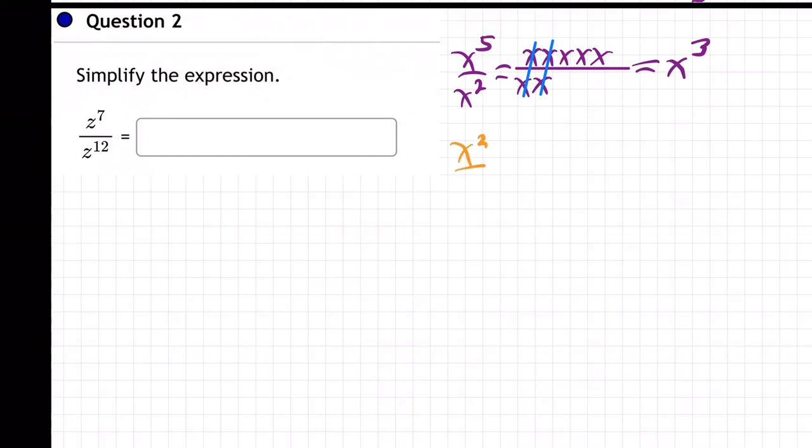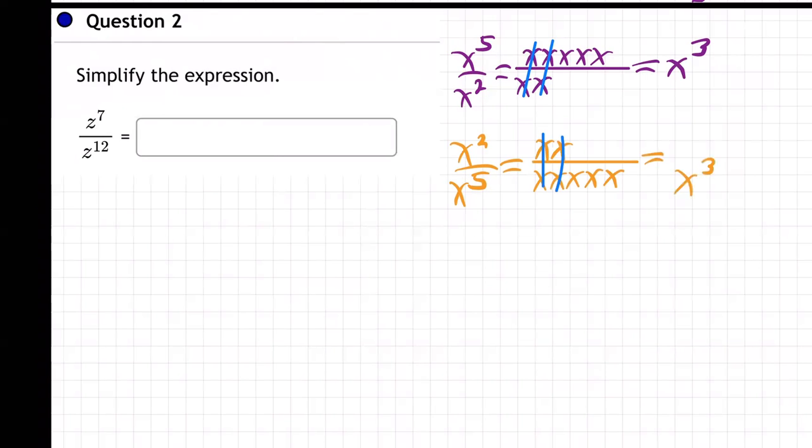What if you have x squared over x to the 5th like that? Well, let's just try it again and let's see what the rule is. So we have 5 x's this time on the bottom, 2 x's on the top. Okay, and we cancel. So what are we left with? Well, we're left with x cubed on the bottom.